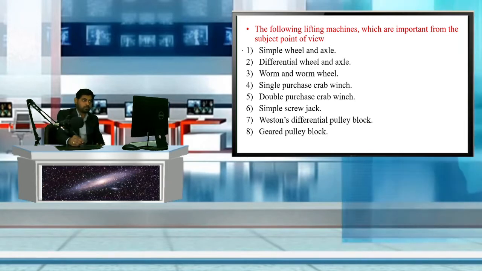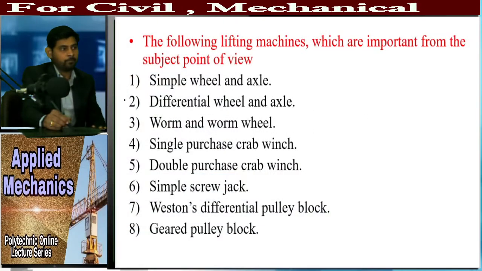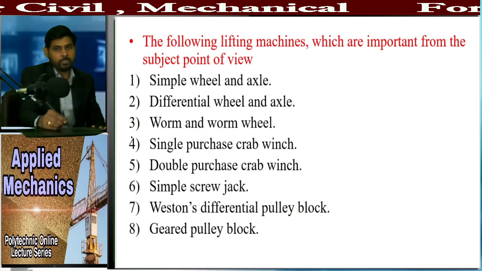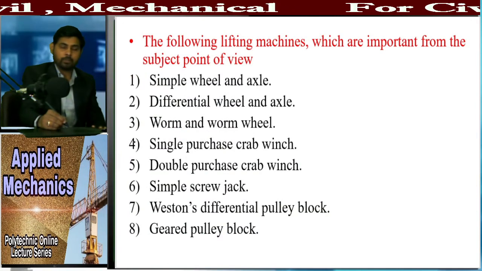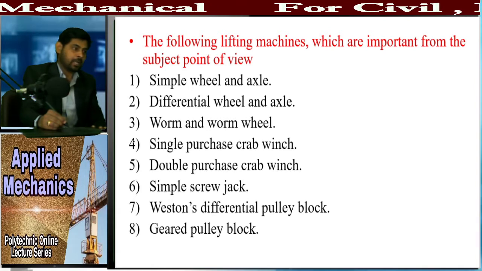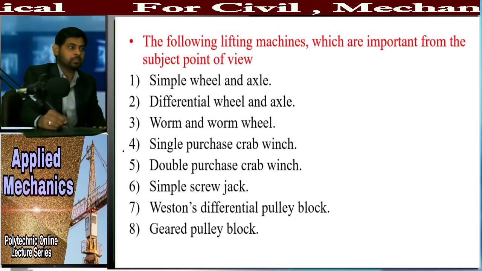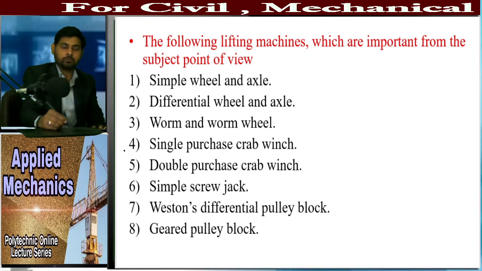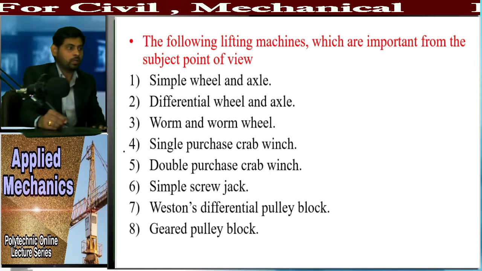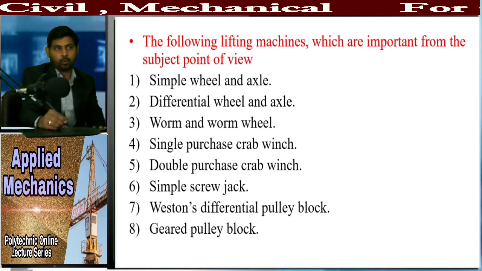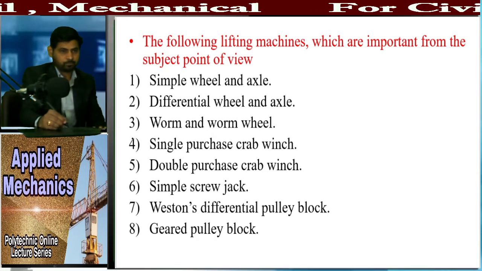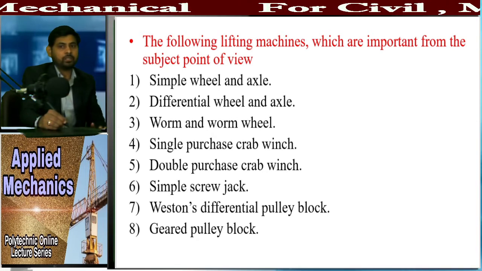Okay. So those machines are nothing but: first, the simple wheel and axle. Second one is the differential wheel and axle. Third one is the worm and worm wheel. Then fourth one is the single purchase crab winch. After that, double purchase crab winch. Then sixth one is the simple screw jack. And seventh one is the Weston's differential pulley block. And eighth one is the geared pulley block. So these eight are the machines we have in our syllabus.